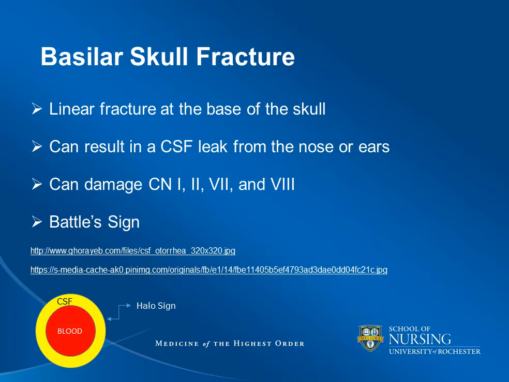Basilar skull fractures occur at the base of the skull, extending into the anterior, middle, and posterior fossa. A cerebrospinal fluid leak may result, increasing the risk of central nervous system infection and increased risk of hemorrhage caused by damage to the internal carotid artery. Cranial nerves 1, 2, 7, and 8 may become damaged.